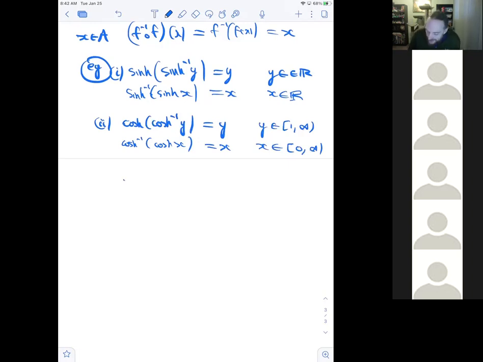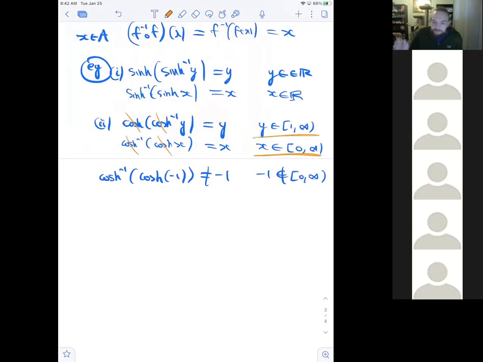So what that's saying is cos hyperbolic inverse of cos hyperbolic of -1 does not equal -1 because -1 is not inside 0 to infinity. Cos hyperbolic is even though, so cos hyperbolic of -1 is equal to cos hyperbolic of 1, which is equal to whatever this value is going to be. But you can't just cancel them off. You can only cancel when you're in these domains. All right.